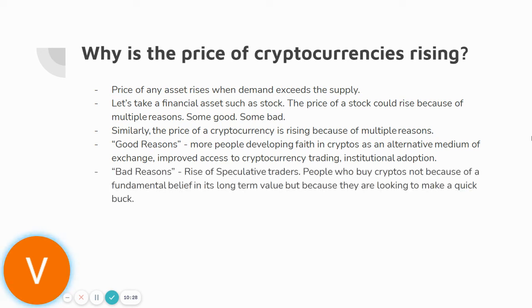But there are also bad reasons why the price could be rising. The most important in this is the rise of speculative traders. Now, speculative traders are people who buy cryptos not because of fundamental belief in its long term value, but mostly because they are looking to make a quick buck. At this moment, if you look at the graph of the cryptocurrency, there has been a very wild fluctuation in the prices, and instability is very high, which clearly indicates that at the moment, speculative trading is far outweighing all the other good reasons for trading in cryptocurrencies.